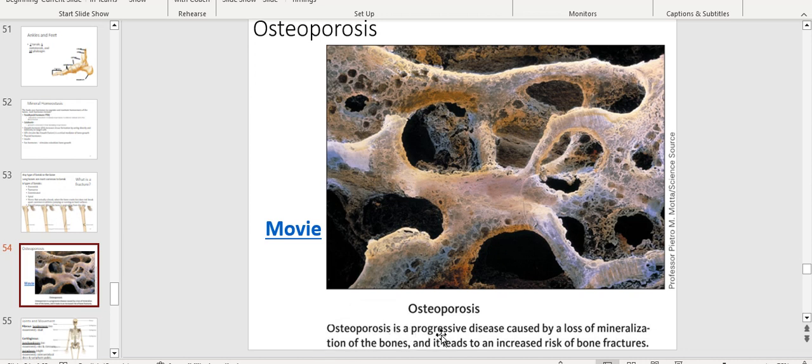Osteoporosis is a progressive disease caused by a loss of mineralization of the bone, and it leads to an increased risk of bone fracture. And generally speaking, this will happen in older individuals, and it can be quite devastating.